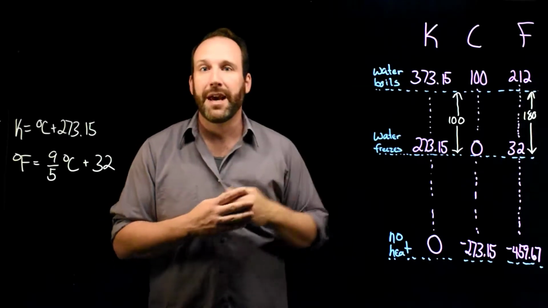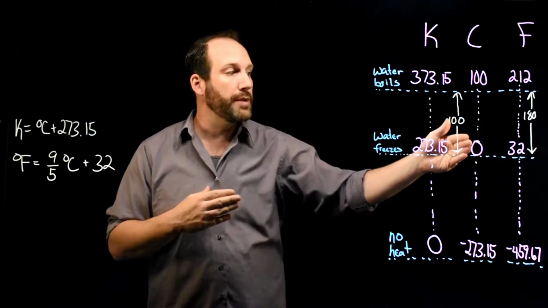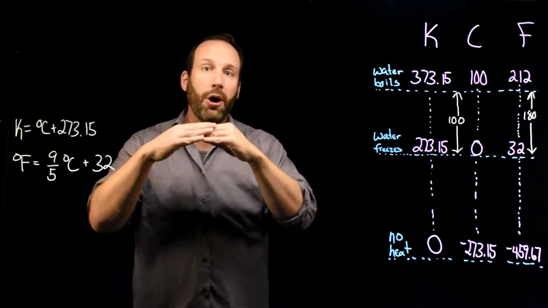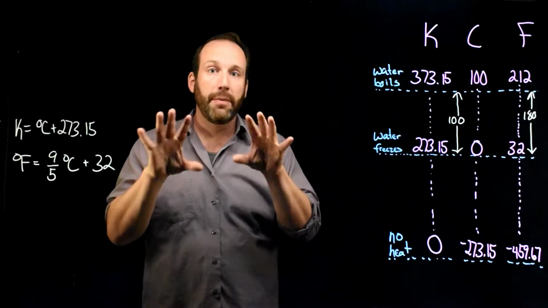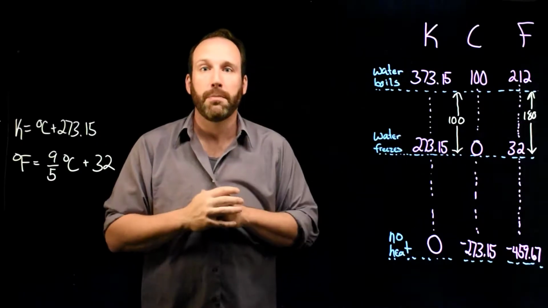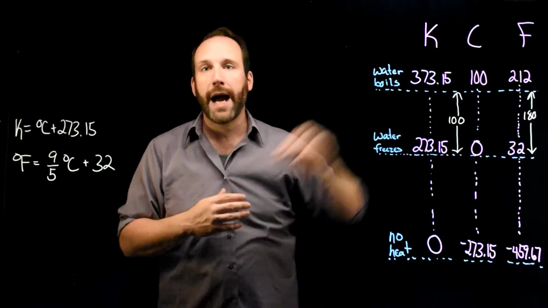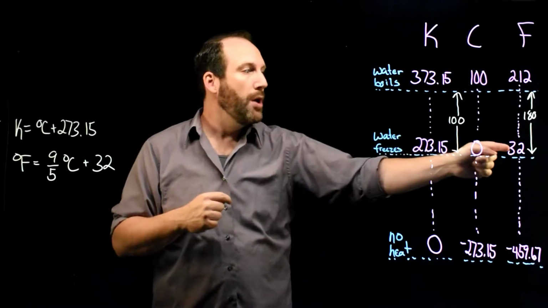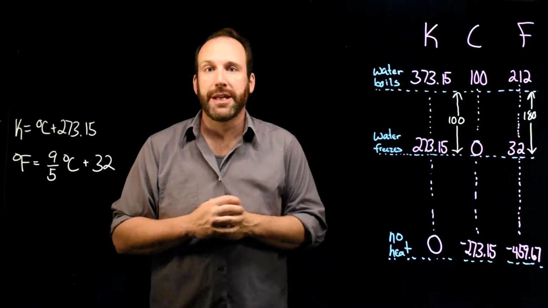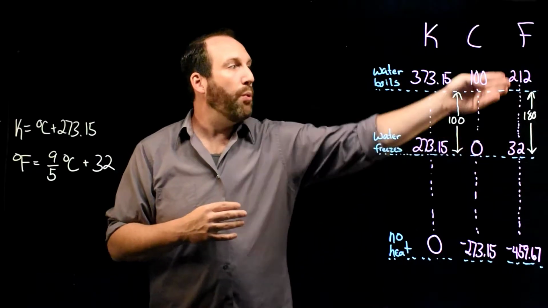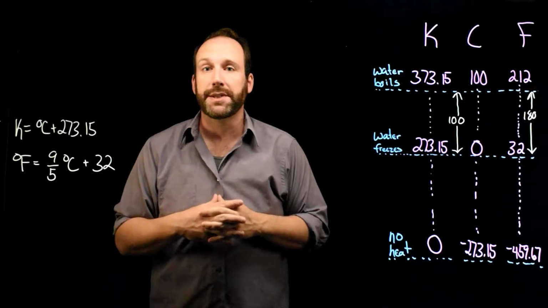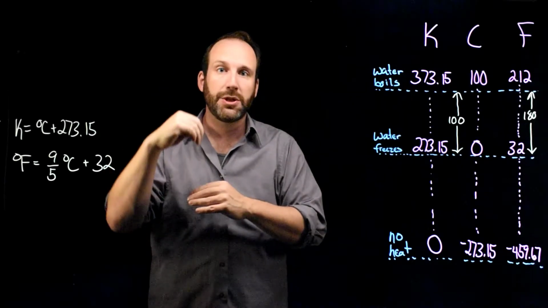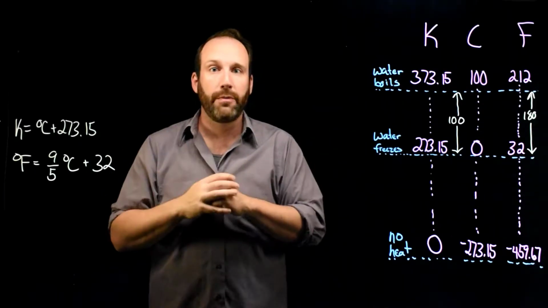On the Celsius scale, we know that water freezes at 0 degrees Celsius, and we know that water boils at 100 degrees Celsius. So there are 100 divisions between the point at which water freezes and the point at which water boils. If we look at the Fahrenheit scale instead, we see that rather than freezing at 0 degrees on that scale, water freezes at 32 degrees Fahrenheit. And we see that water boils at 212 degrees Fahrenheit. So if you look at that difference, there are 180 divisions between the point at which water freezes and the point at which water boils.